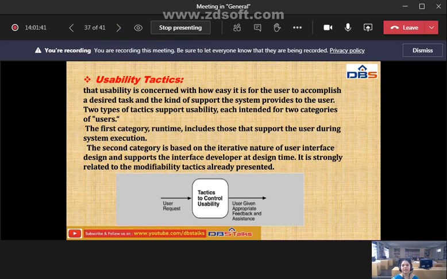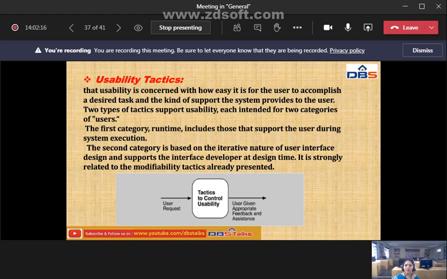Next, usability testing tactics. How the user feels, how easy it is for the user. Already we discussed usability: here the user feels like which type of decisions the architect will take while designing the architectures. Usability is concerned with how easy it is for the user to accomplish a desired task and the kind of support the system provides to the users. That is the main usability tactics.